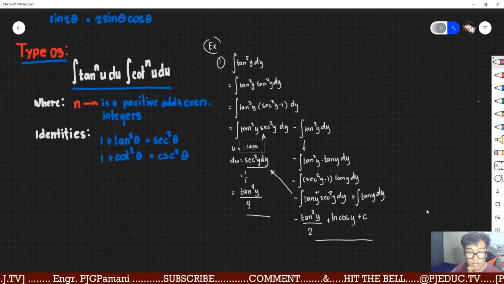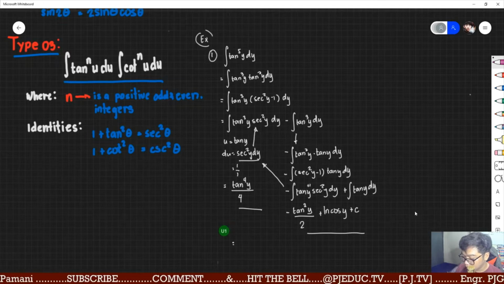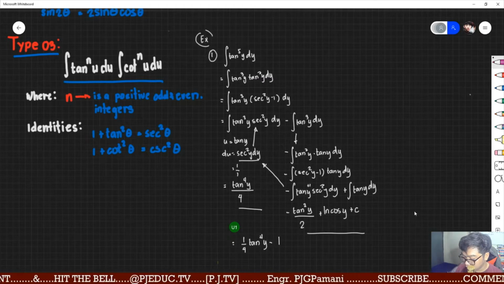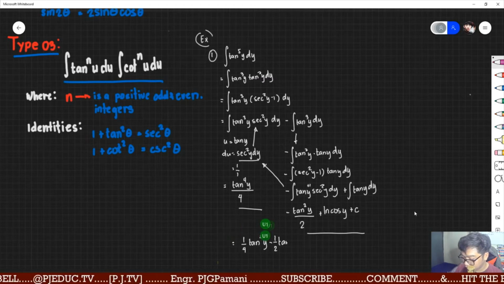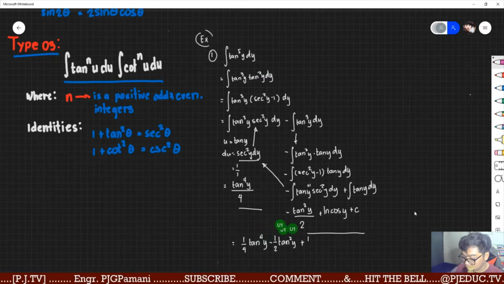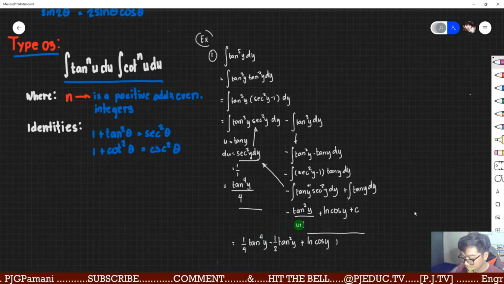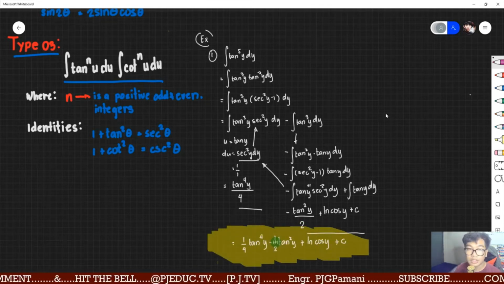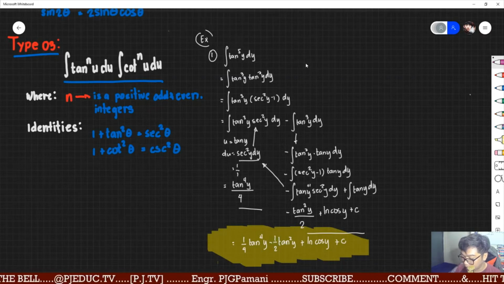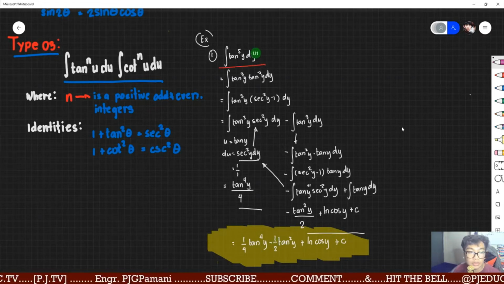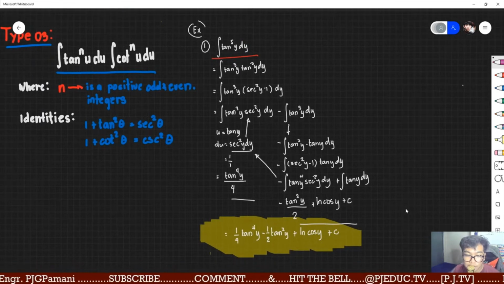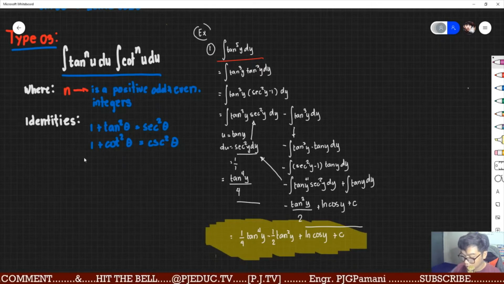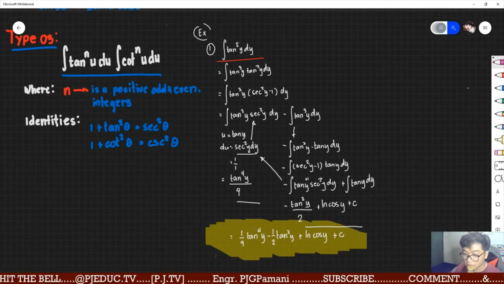Let us just combine our integrated terms. That is now 1/4 of tangent raised to the fourth y minus 1/2 of tangent squared y plus ln of cosine y plus c. Then that will serve as our final answer for this problem. Any question? So, this is our first example. If there are no questions, let's go straight to the second example.